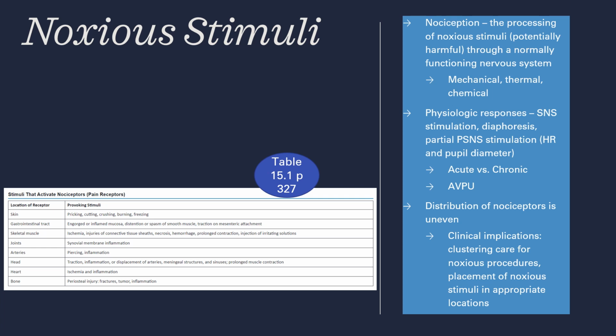For example, placing an IV can be painful for most patients. However, location of nociceptors should be considered. Placing an IV in the forearm or the antecubital is usually less painful than in the hand due to the distribution of nociceptors. Let's look at table 15.1 on page 327 in Huether and McCance.